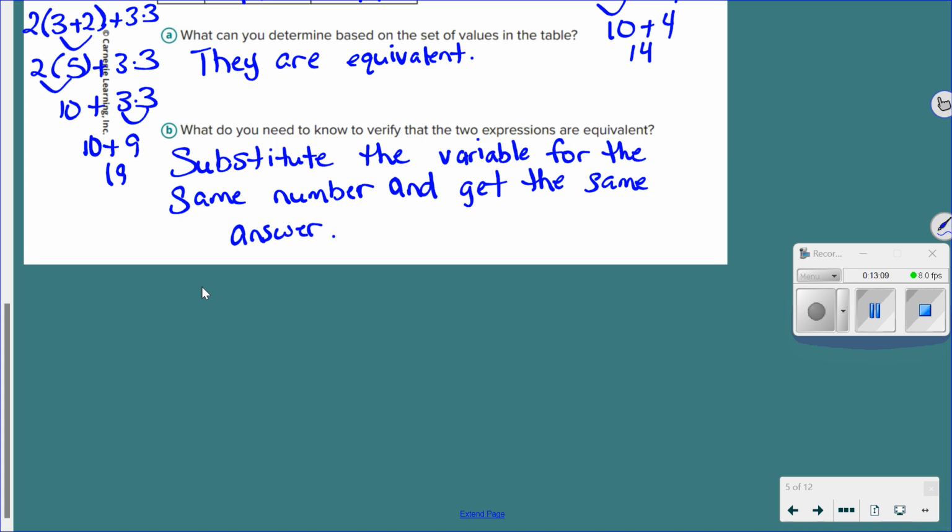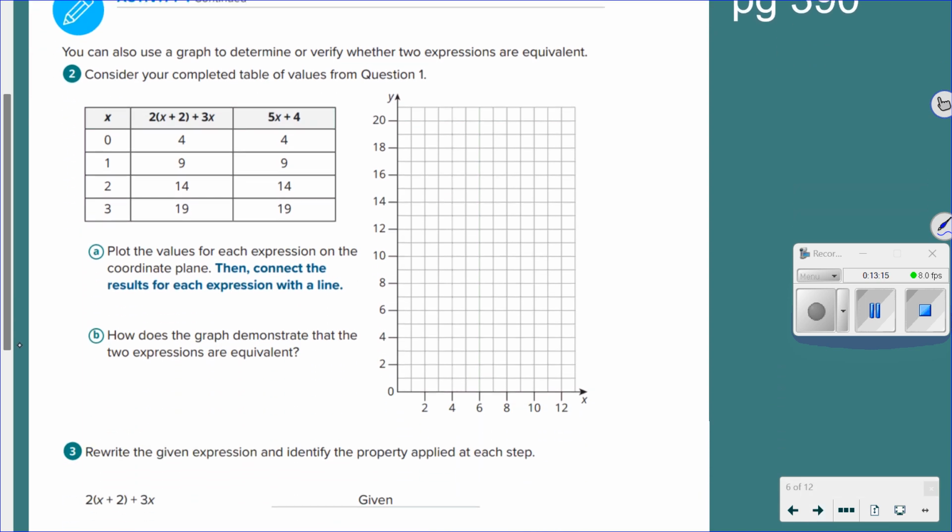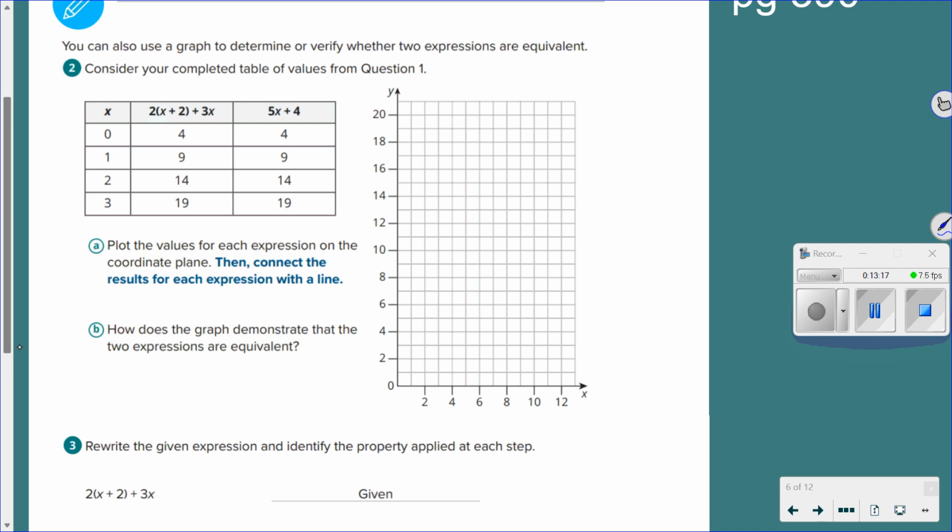All right, on the next page, you have a graph, and you are going to graph the results from the table. It says, consider your completed table of values from question 1. Plot the values for each expression on the coordinate plane and then connect the results for each with a line.